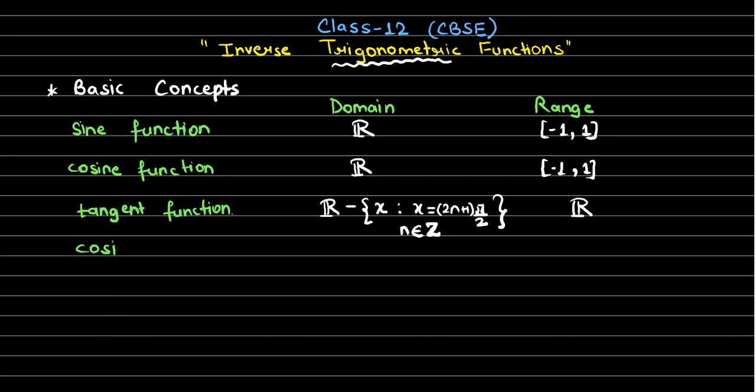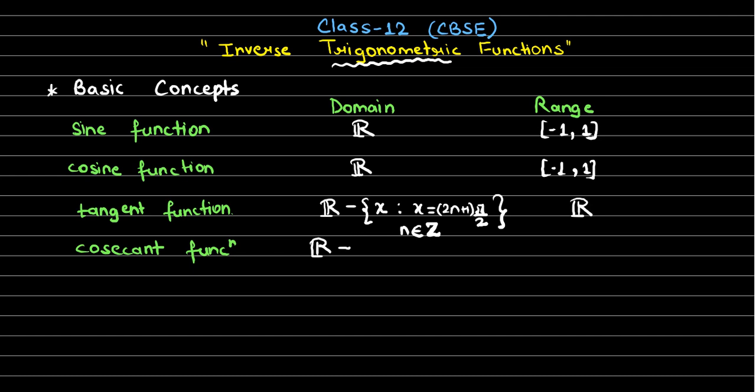Cosecant. Cosecant means what? It is simply the reciprocal of the sine function. If I talk about the domain, the domain is still the real numbers, but at points where sine becomes zero, cosec becomes not defined, right? So I have to remove those points at which my sine becomes zero. What are these points where sine becomes zero?